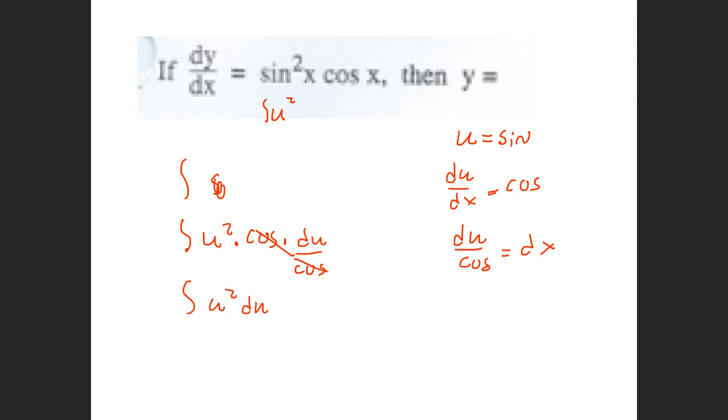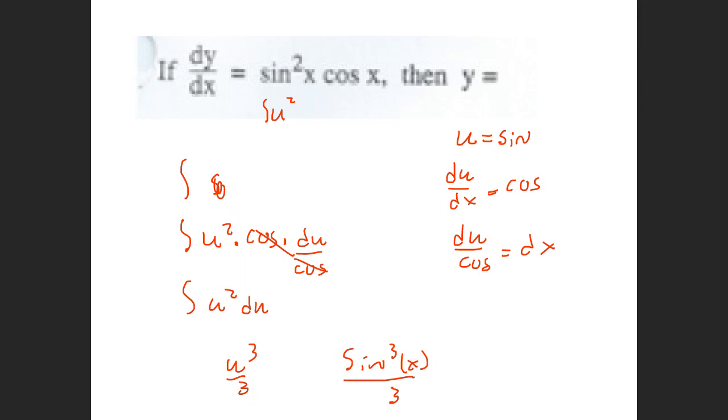Well, that's pretty easy to take an integral of. That's U to the third over 3. And then I just put my sine back in there. So that's sine to the third over 3.